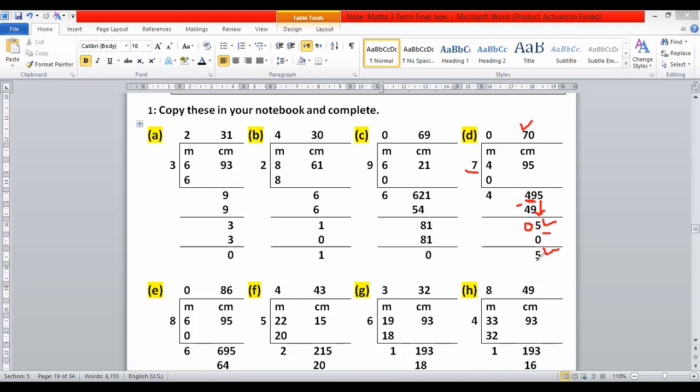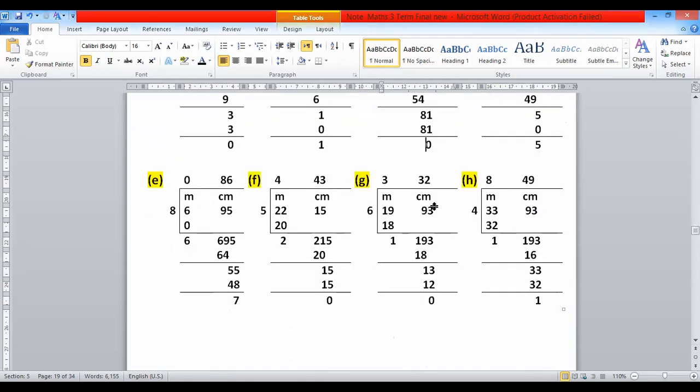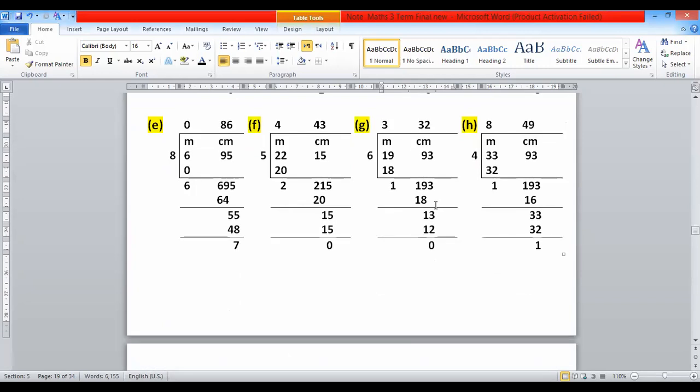Dear students, here 5 will remain the same, but here in the answer 0 will come. When you leave this question here, then 0 will not come here, and in this way your answer will be wrong. So you have to divide 0, and then at the end you can write remainder 5. Here remainder will remain the same, but here the additional 0 will come. So in this way, in this method, you can solve parts E, F, G, H.